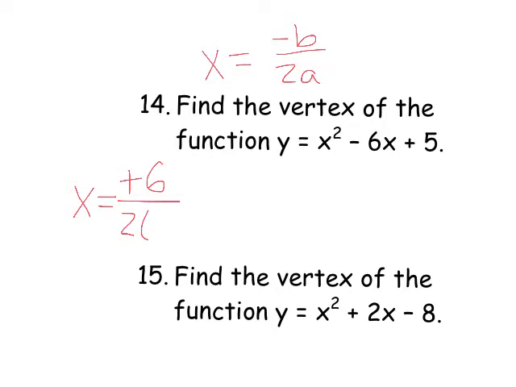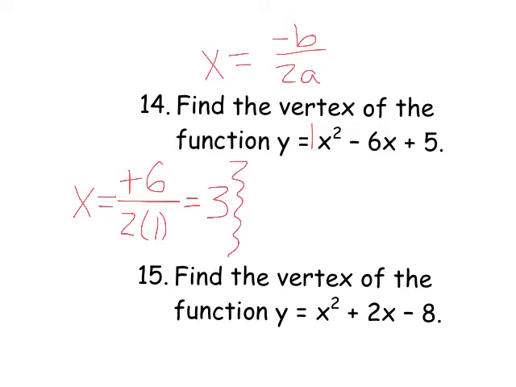Make sure you don't take the variables with it, though. I hear you guys saying x is an x squared. It's an imaginary 1 in front of x squared right here, right? So that's my a. So what's 6 divided by 2? 3. So that's the x value of my vertex. That's not my vertex. That's only the x value of my vertex. I need to plug it back in to find the y value.